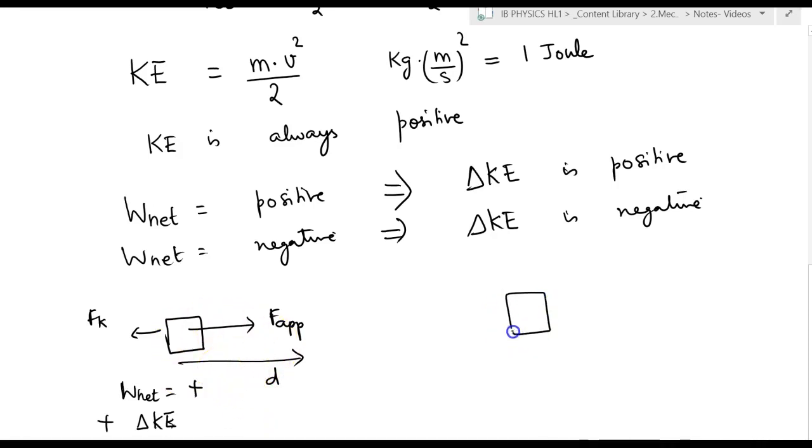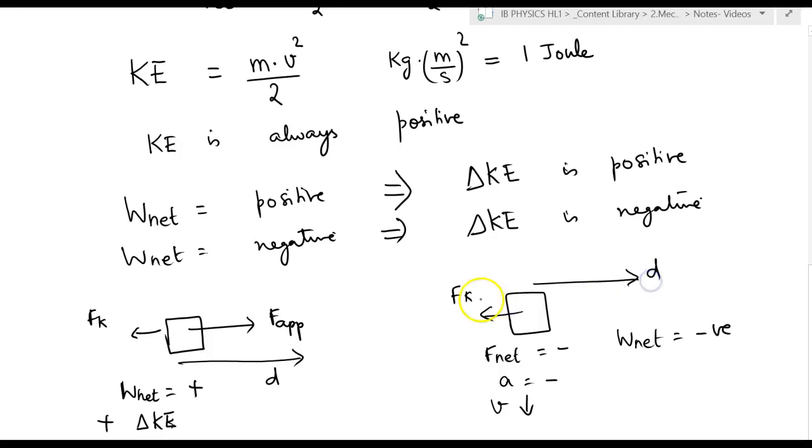If you take a situation where there is no applied force, and just friction slowing down an object, then the net force is negative and acceleration is negative, so velocity decreases. In other words, the net work is negative because the object is trying to move this way, displacement is this way, and the kinetic friction is the opposite. So your net work done is negative, and therefore delta KE is also negative.